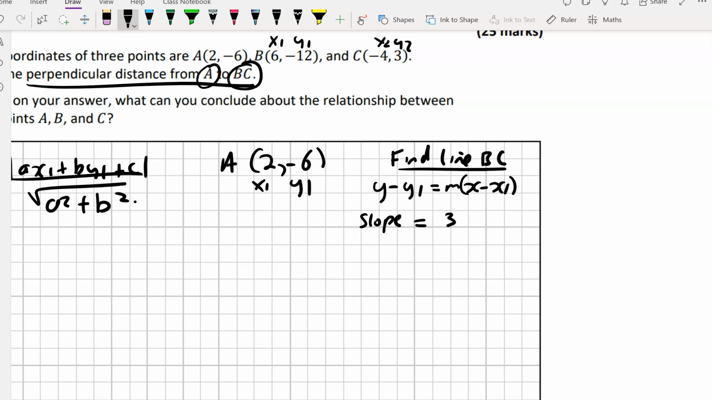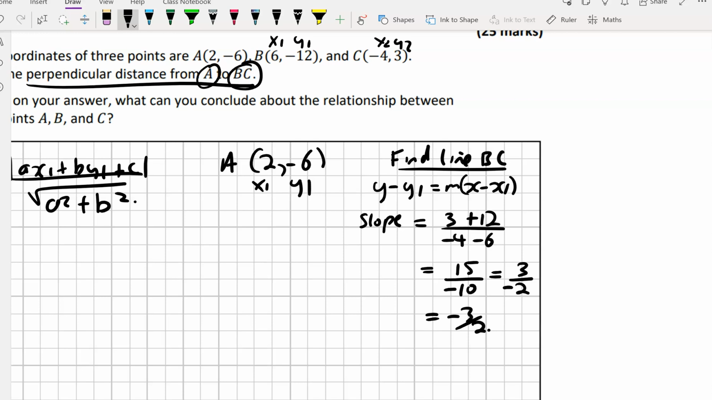y2 minus y1, so that'll give me plus 12, all over x2 minus 4 minus x1, which is minus 6. So that is going to give me 15 all over minus 10, dividing by 5, that's going to give me 3 over minus 2, or minus 3 over 2. That's the slope of the line.